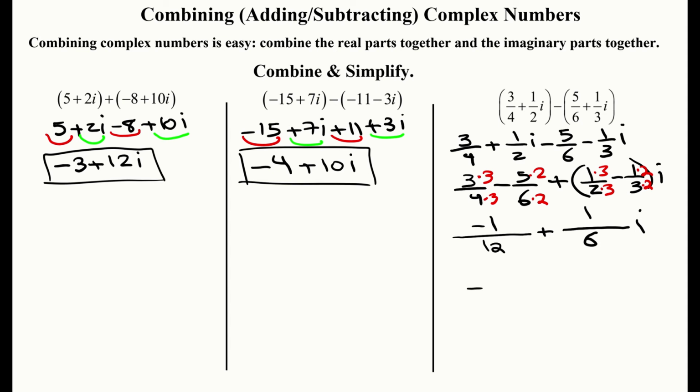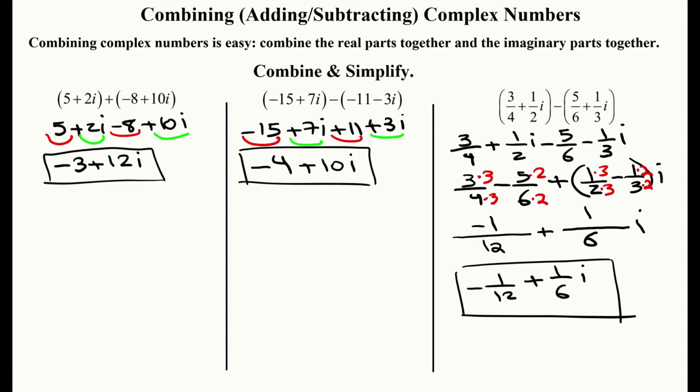Let me just write it in a slightly more pleasing manner. So we'll write it as a plus bi, so negative 1/12 plus 1/6 i. And that's how you'll want to leave your final answer. So again, very simple. Just be careful with the arithmetic as always.